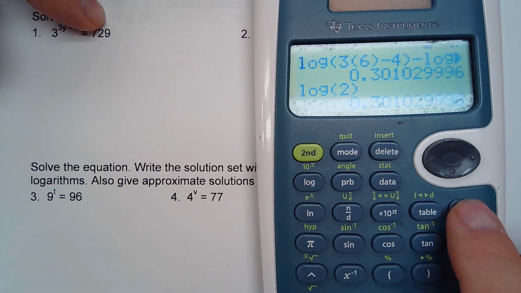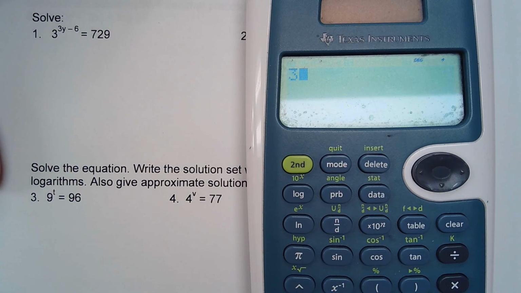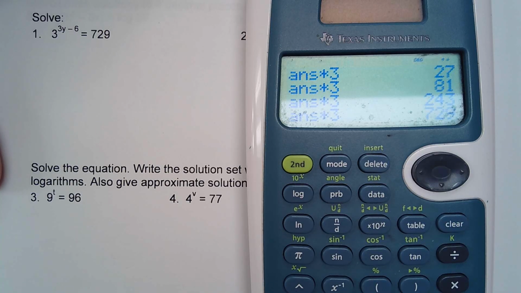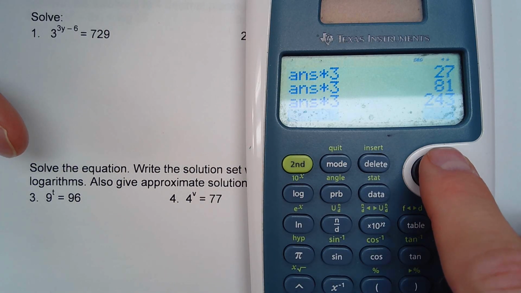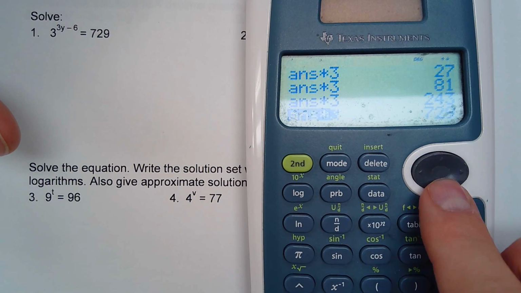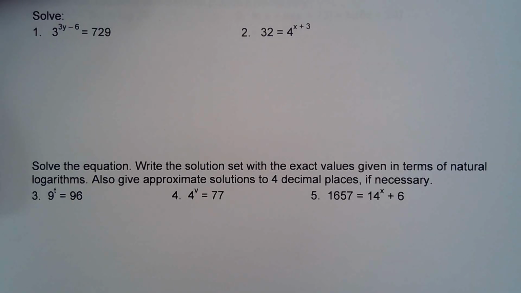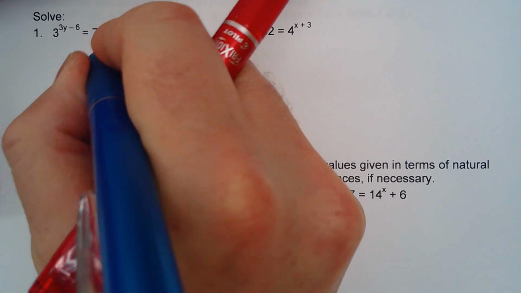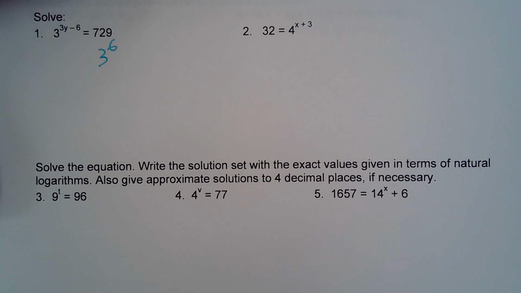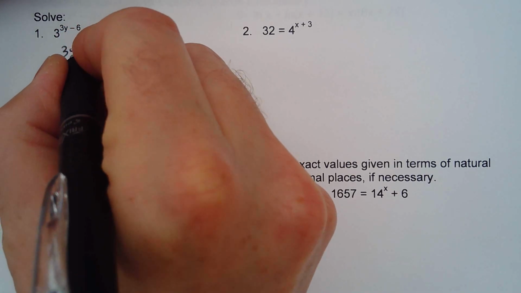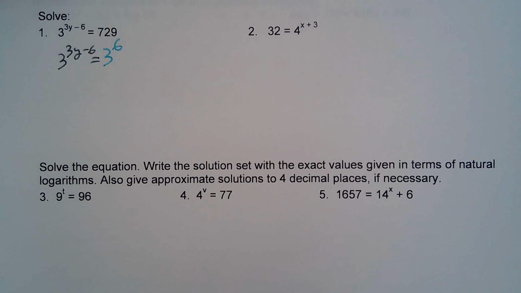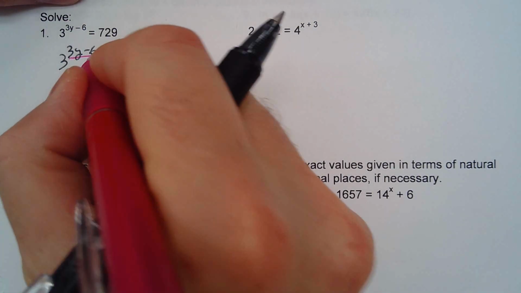So I look at that 729, and we're going to do 3 times 3 is 9, times 3 is 27, times 3 is 81, times 3 is 243, times 3, 729. So we needed 1, 2, 3, 4, 5, 6. We need 6 threes. I'm just going to verify that real quick. 3 caret key 6 is 729. So we're going to rewrite that 729 as 3 to the 6th power. And now just set the exponents equal to each other and solve.